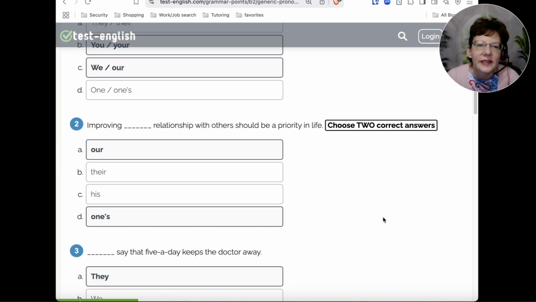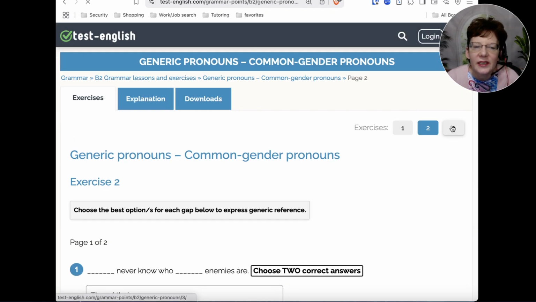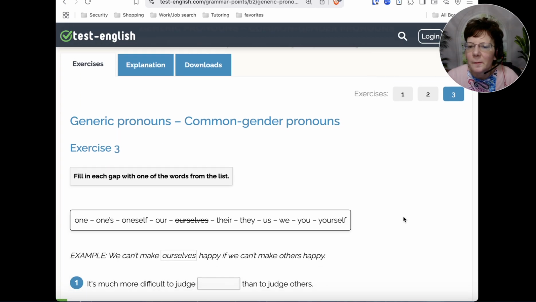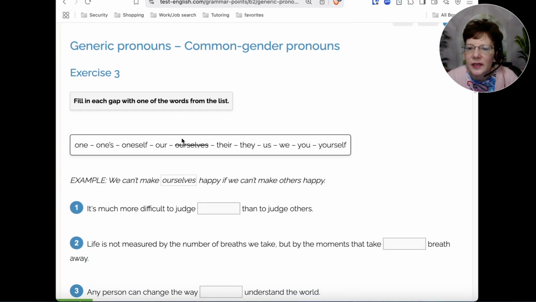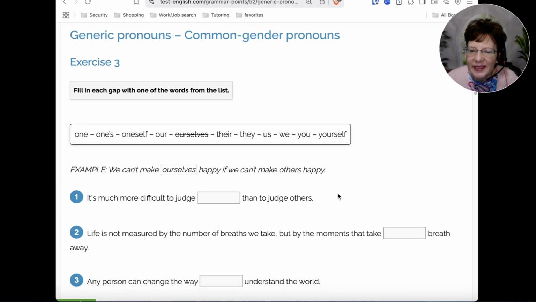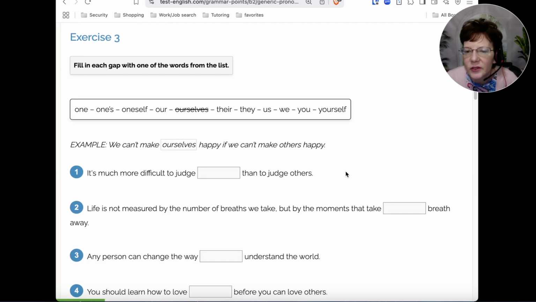All right, let's look at the third exercise real quick. So we're going to choose from these here in the box, right? And determine which is the best here. All right, so for example, we can't make ourselves happy if we can't make others happy. So that's interesting. So we know ourselves is reflexive for we. Okay, number one, it's much more difficult to judge who than to judge others.